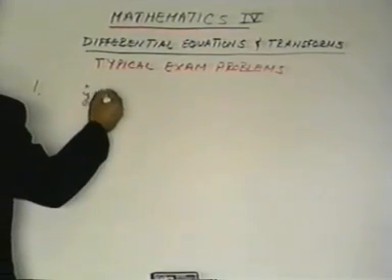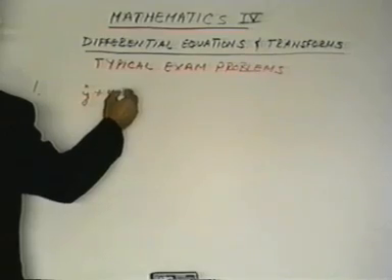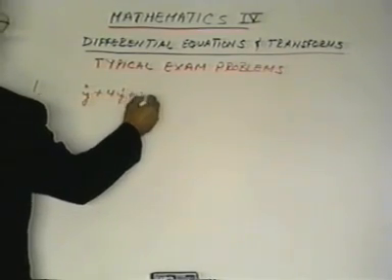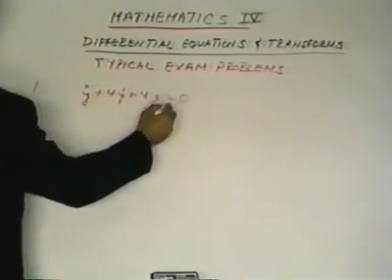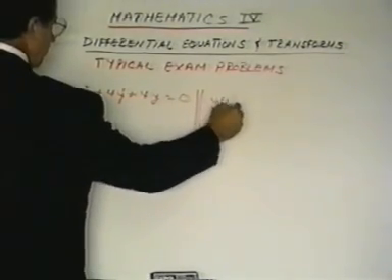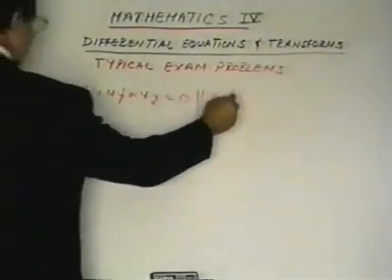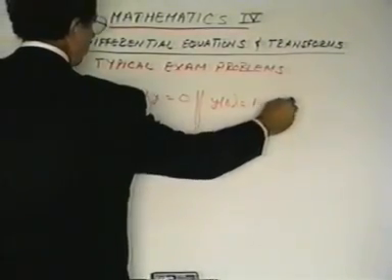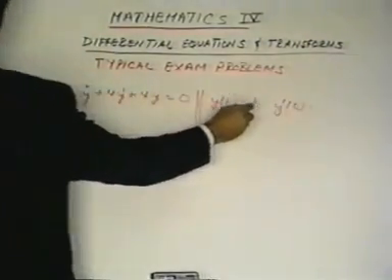The first problem asks us to solve the following differential equation: y double prime plus 4y prime plus 4y is equal to 0. Initial conditions are given. There are two of them. y of 0 is equal to 1, and y prime of 0 is equal to 0.